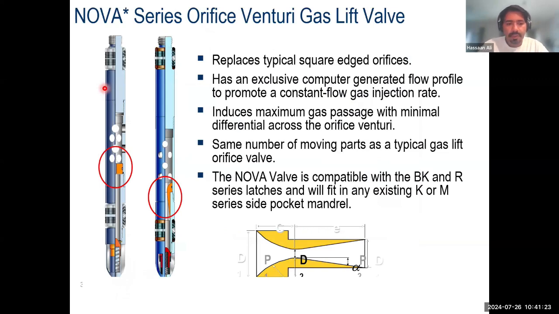Talking a little bit about Nova, which is used in the offshore and subsea applications. This is relatively not a newer design, but a newest design, and it replaces the square edge orifice. The geometry of this venturi was designed after a lot of research and development. I will not try to go into that research and development, but essentially this profile reduces the pressure losses that happen in the gas lift valve or in the square edge orifice, and it just gives you a better injection point and injection rates.